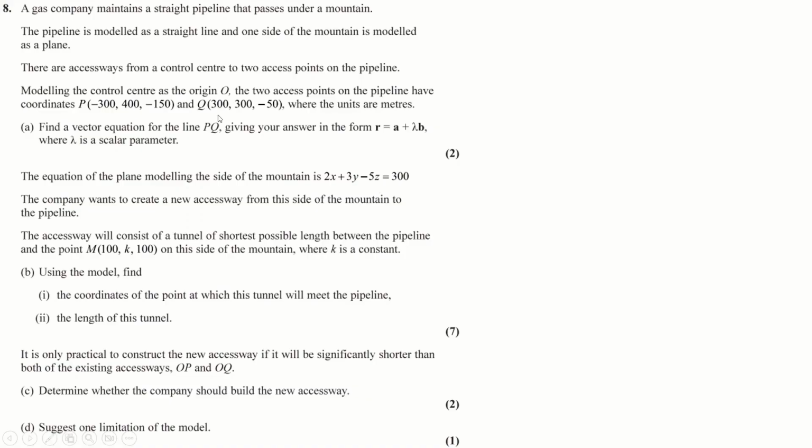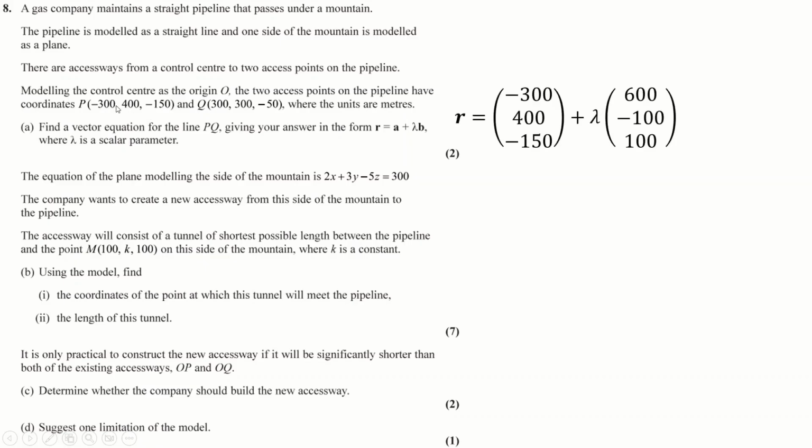Question number 8 then, all about vectors. So there's a point on this line here, and then another point here. We want to find the vector equation of the line. That's very easy. You just take one of the points, doesn't matter which one. So I'll just take this one, and then plus lambda of what you have to do to get from this point, the one you chose, to the other one. So plus 600, minus 100, and then plus 100.